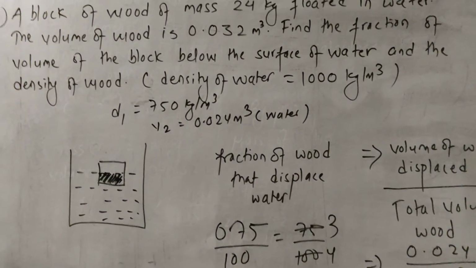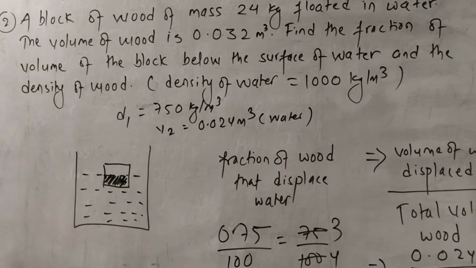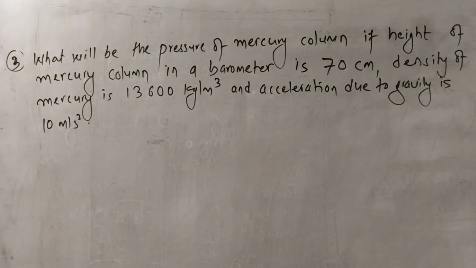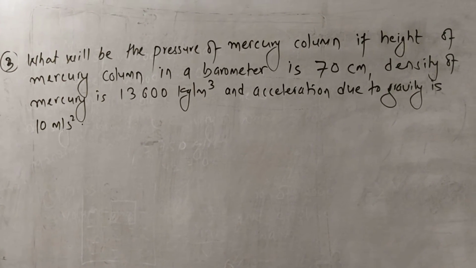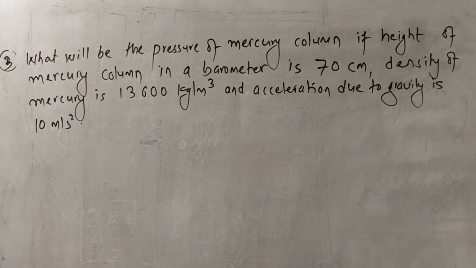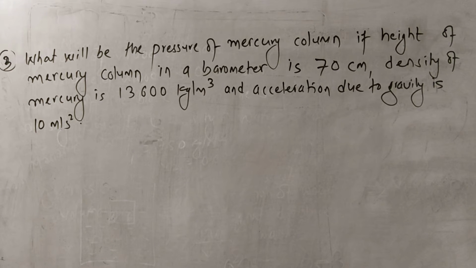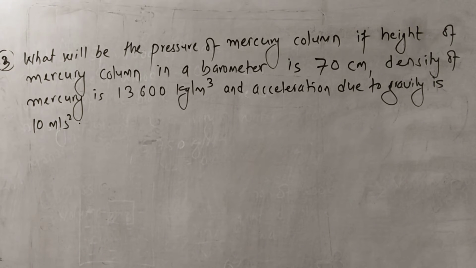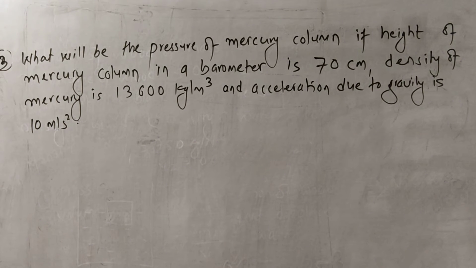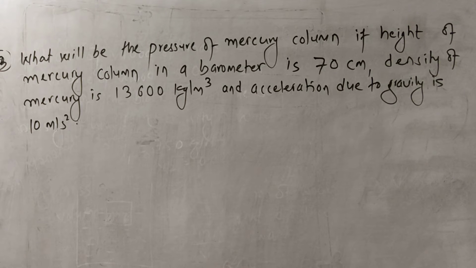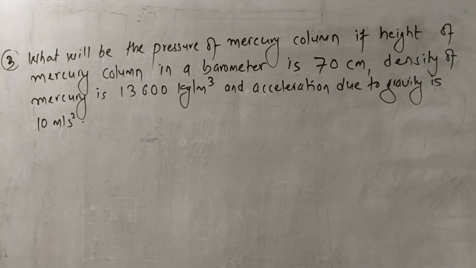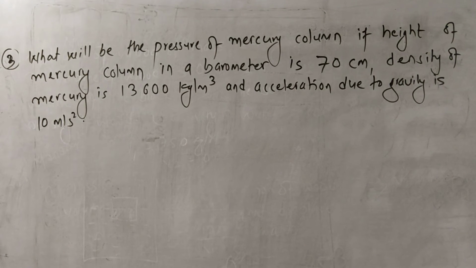Okay, now let's move to the next question. Question number 3. What will be the pressure of the mercury column if the height of the mercury column in a barometer is 70 centimeter? Density of mercury is given as 13,600 kg per meter cube, and acceleration due to gravity is 10 meter per second square. You can pause your video to copy the question.